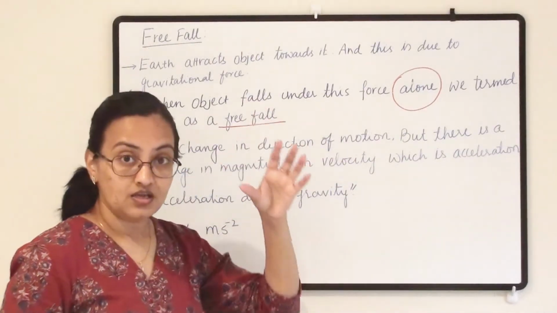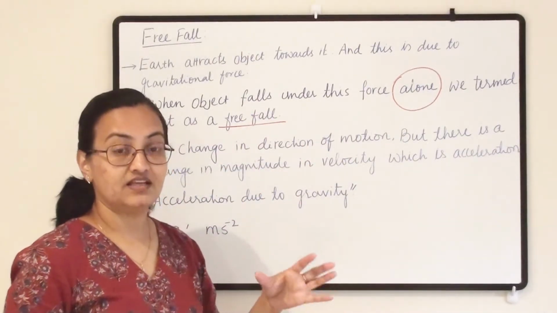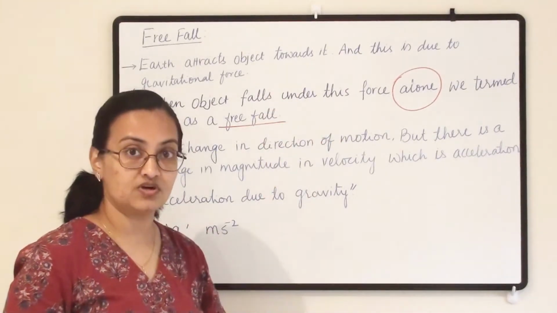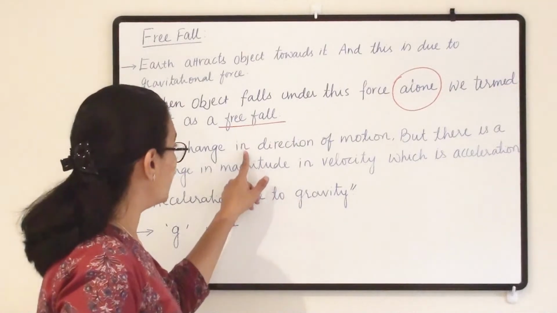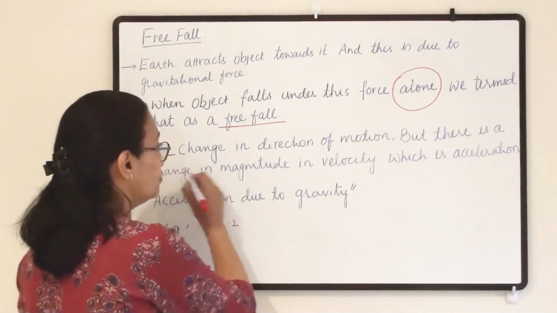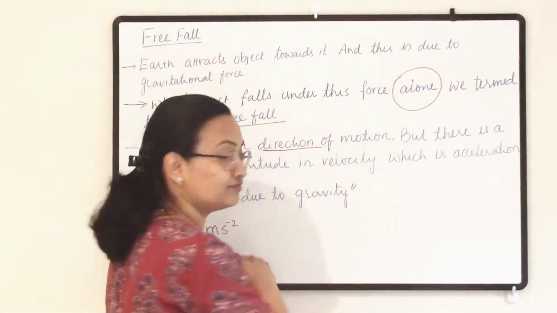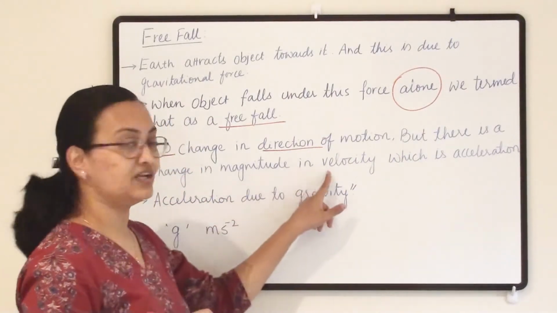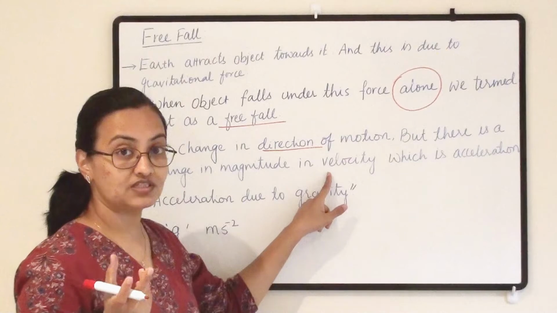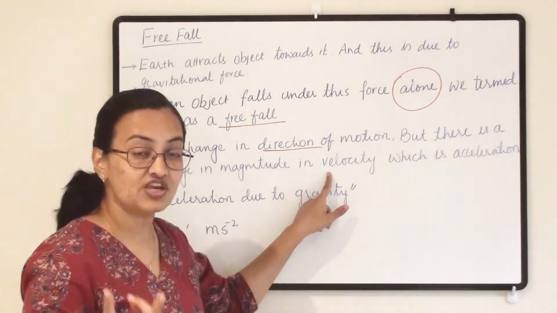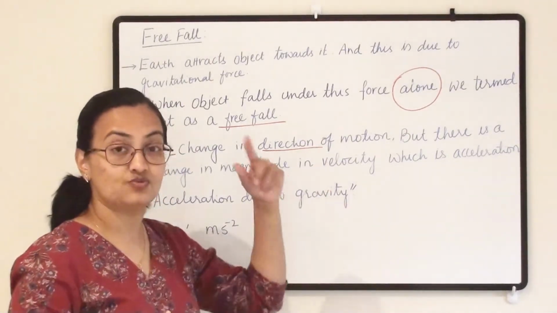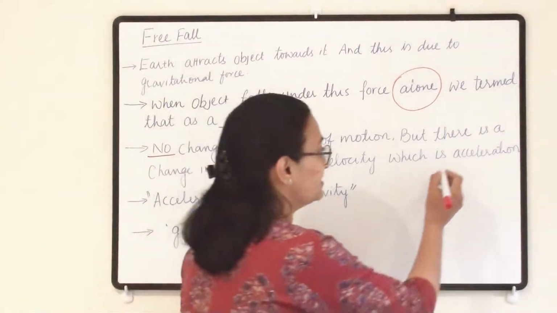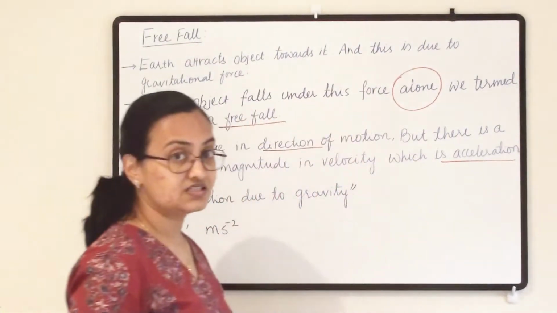While this fall is happening, there will be no change in direction because it will come straight down. So there is no change in direction of the motion, but there is a change in the magnitude of velocity. That means the velocity will change when it is falling. And what is the change in velocity? That is acceleration.